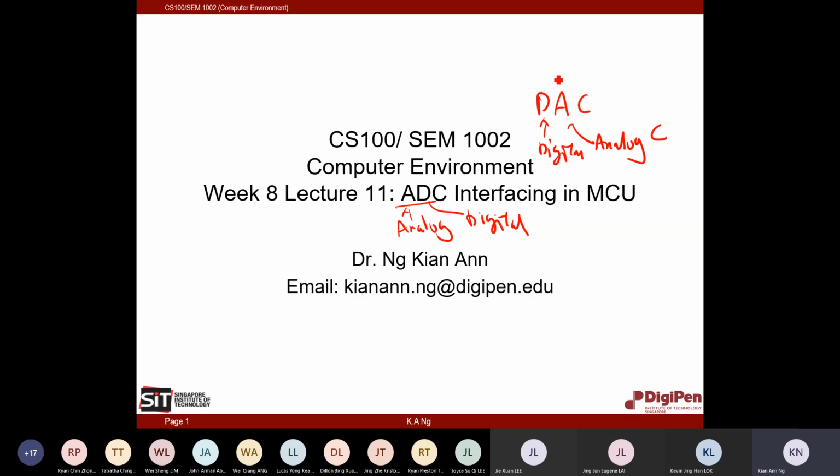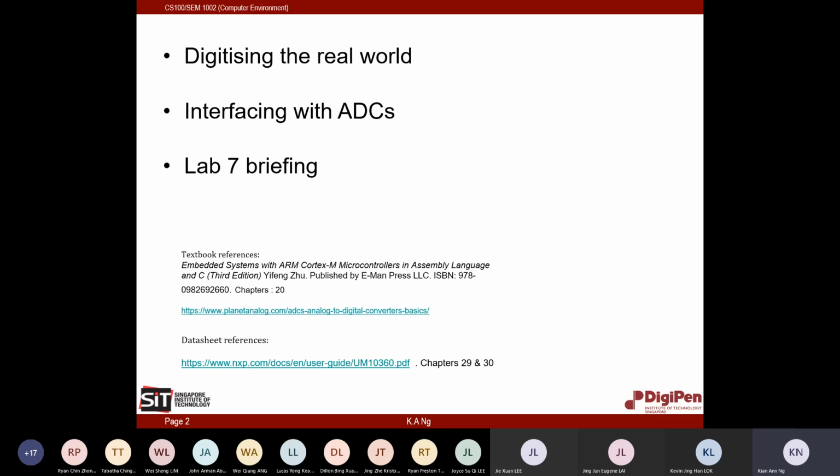Okay. So the actual D to A converters are more elaborate, which is not covered in this module. Maybe in the future we will. Okay. So I will spend some time to talk about the A to D converters, and then more for the lab on interfacing with microcontrollers for the ADC, and then a briefing on lab 7. I hope most of you have started your lab 7 in your week 7 break, right? I know some of you completed, but I hope the rest also started. At least load in some code, okay?